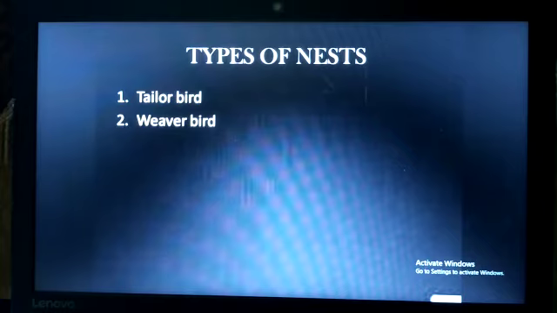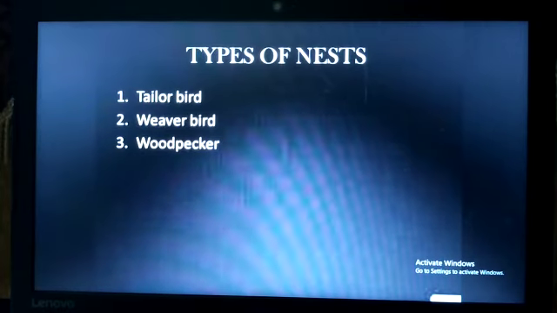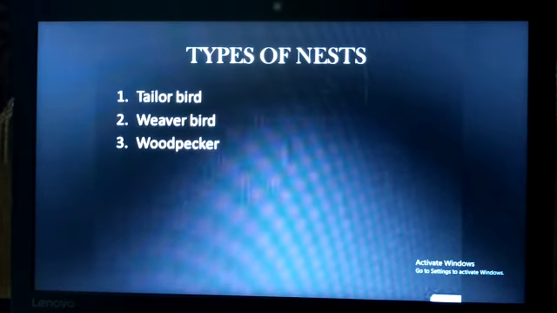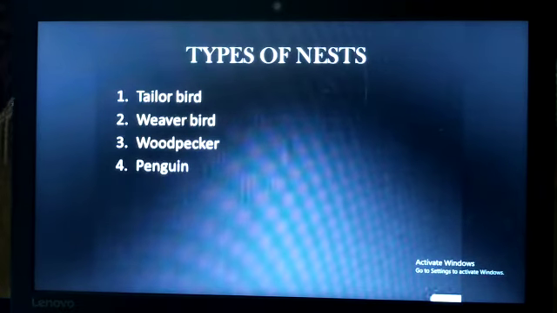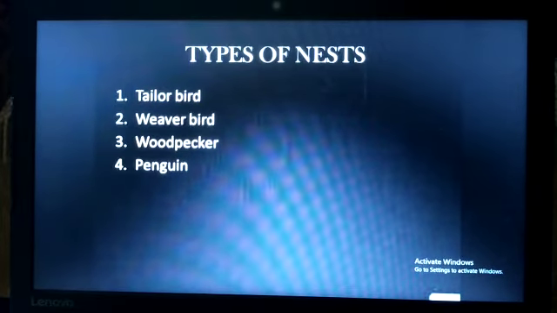Next is woodpecker. Woodpecker pecks into the tree trunk with its sharp beak to make a hole for a nest. The next type is penguin. Penguin lives in a freezing cold area. They cannot find twigs or leaves, so they collect some pebbles and make their nest.